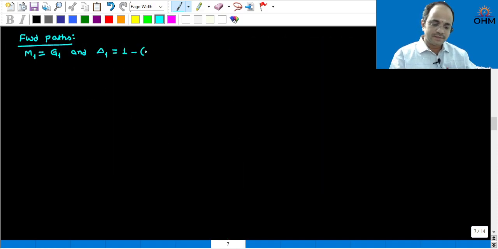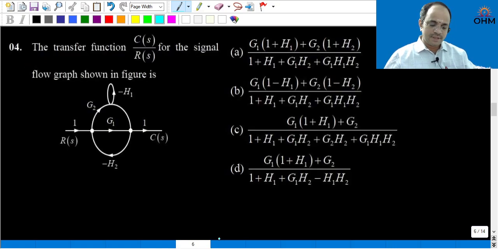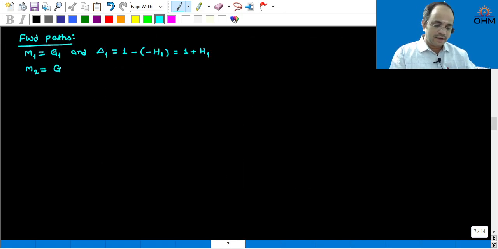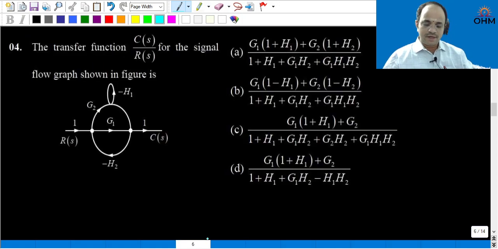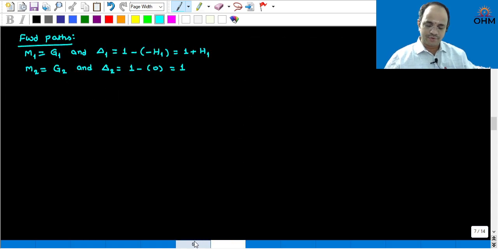Hence, what you can write? 1 minus of minus H1. This will give you 1 plus H1. Next, second forward path, that is simply 1 into G2 into 1. So, I can write here G2 and delta 2 will be 1 minus 0 because there is no loop that is not part of the second forward path. Hence, you have to take delta 2 is equal to 1.